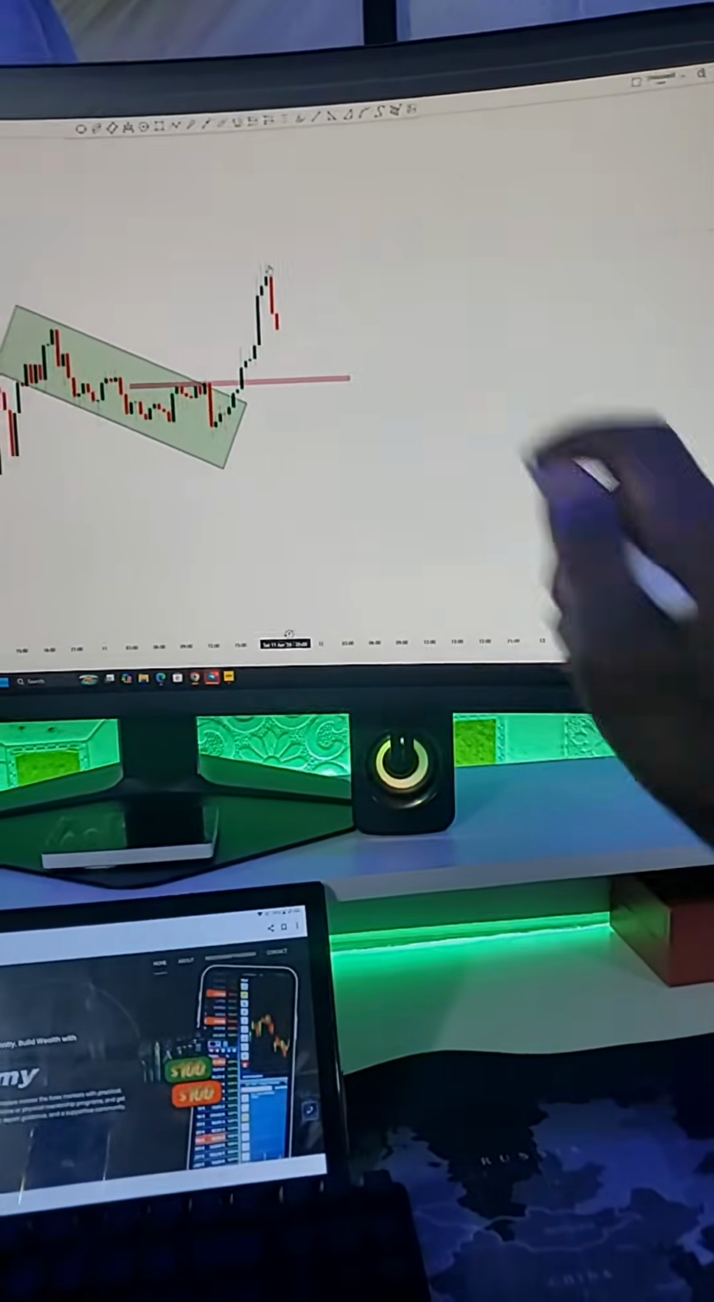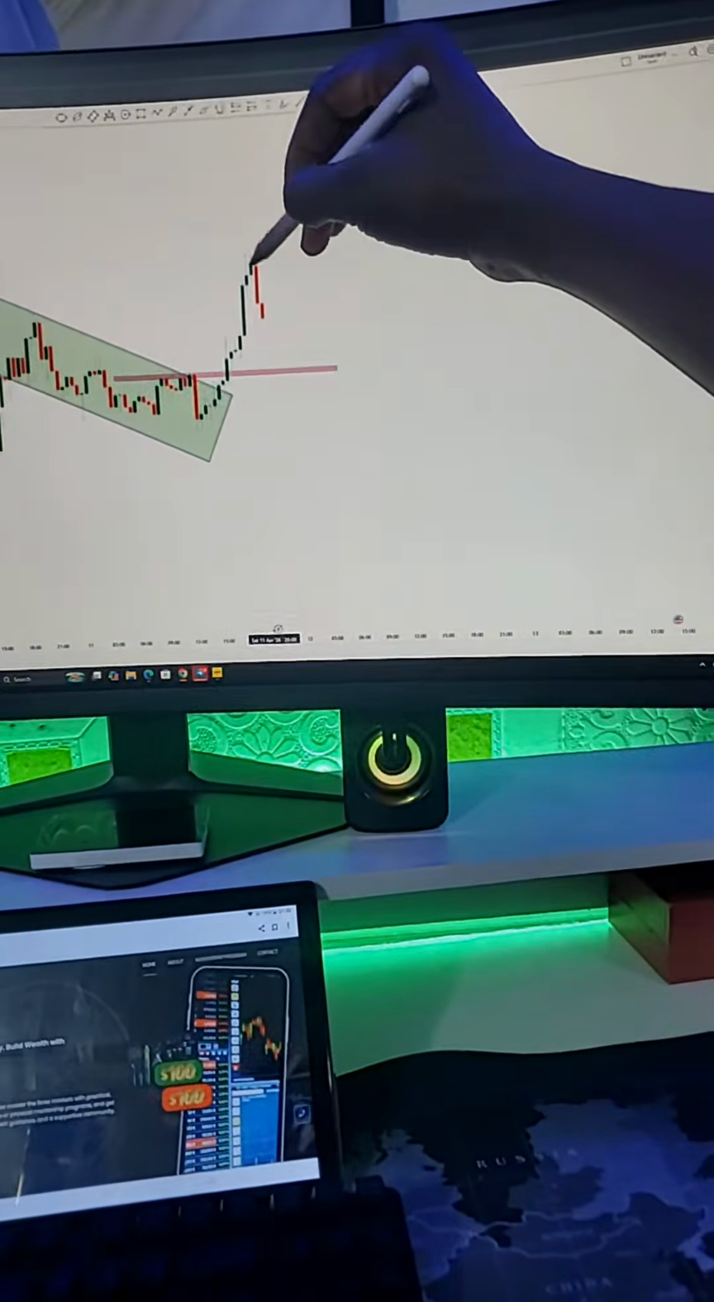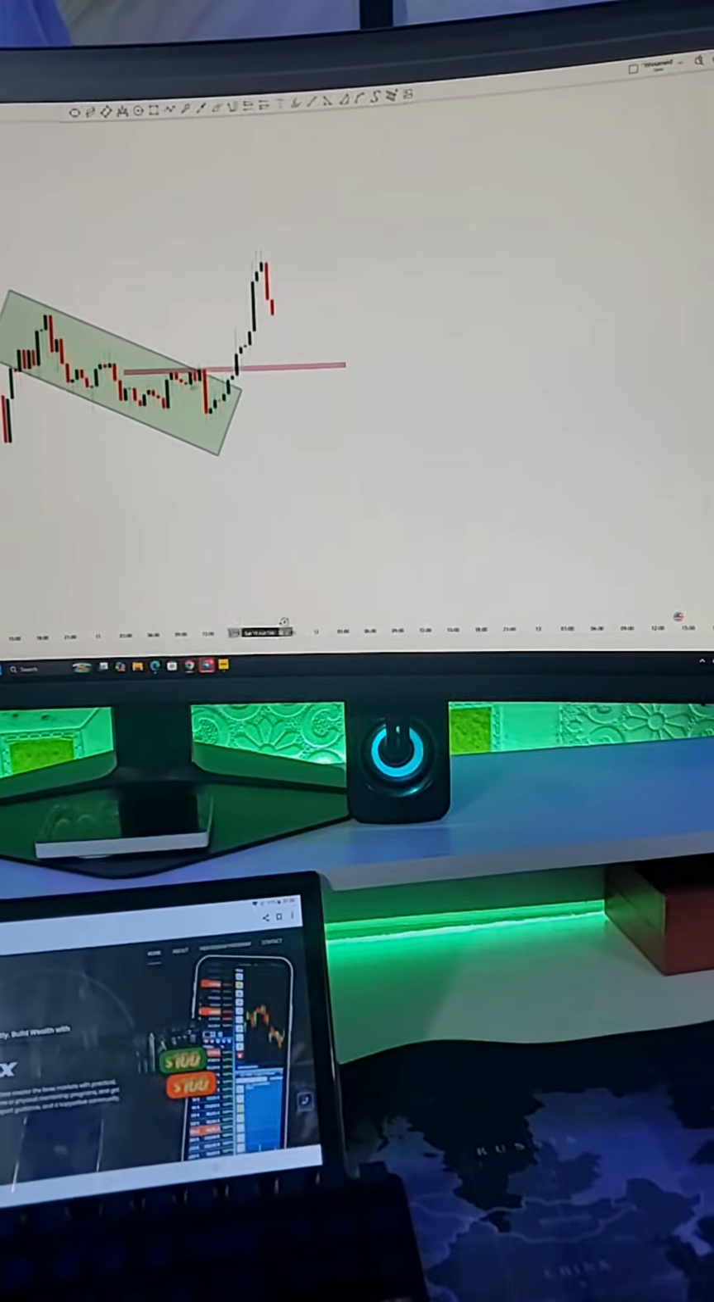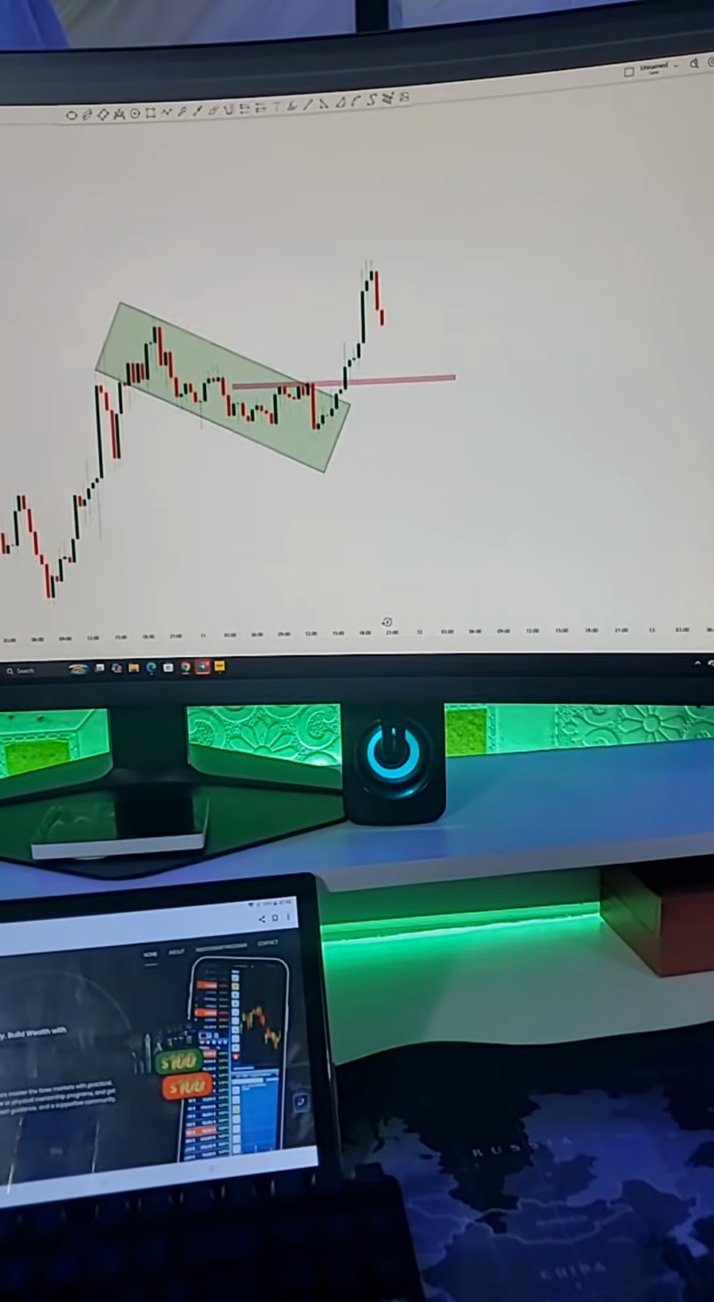So now I come off for my buy from around here. Then when the market reached here, I took the step because I am scalping. I entered a sell because I am scalping. That is not a day trade. That is a scalping trade.